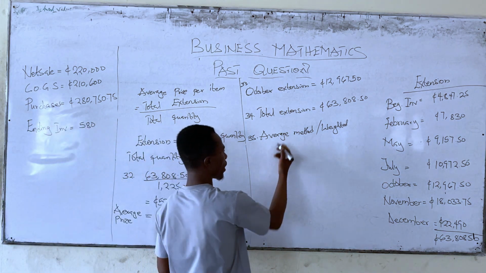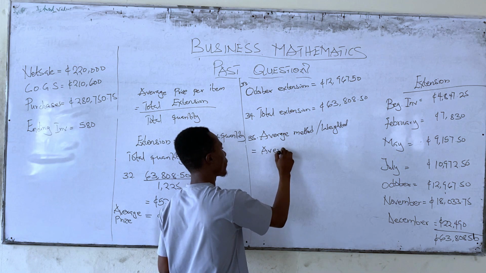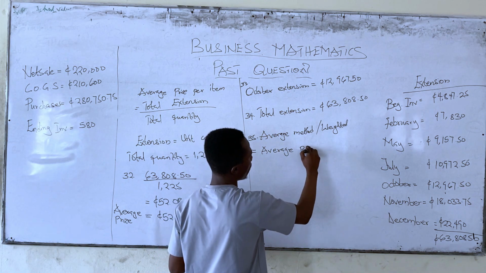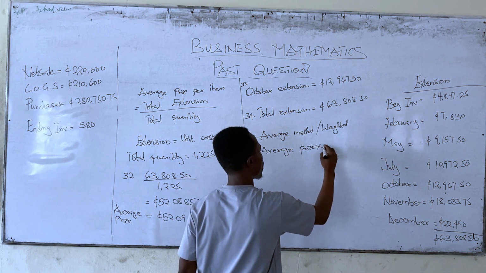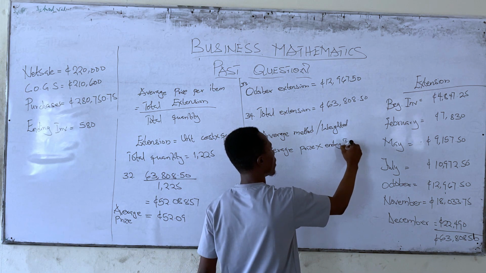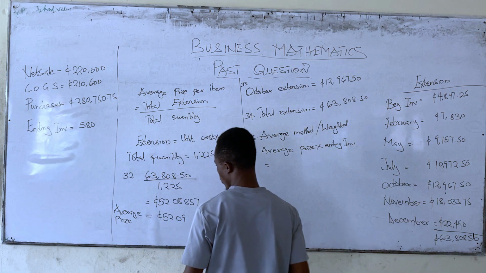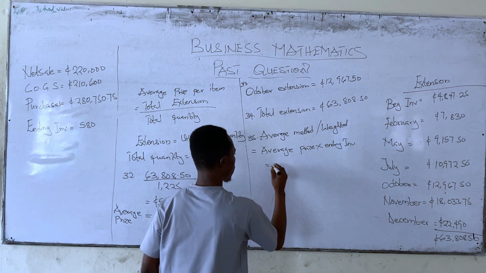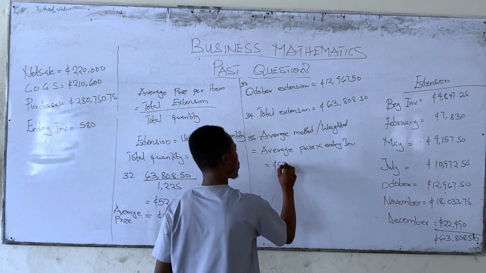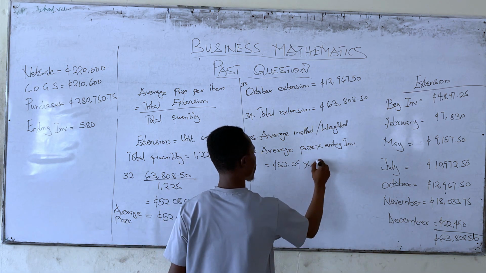Okay, so the average method is what? The average price times the ending inventory. Okay, ending inventory. So the average price is what? We have 52.09. So 52.09 multiplying the ending inventory 580.